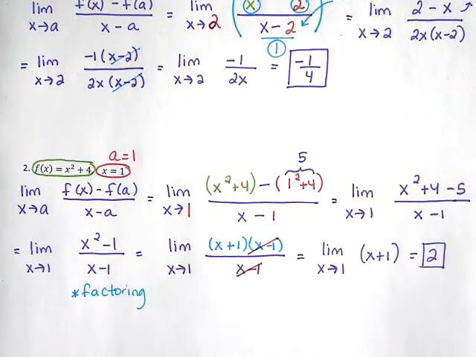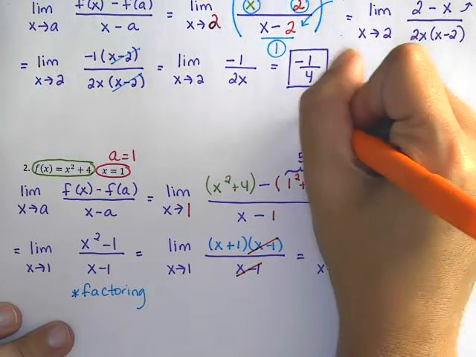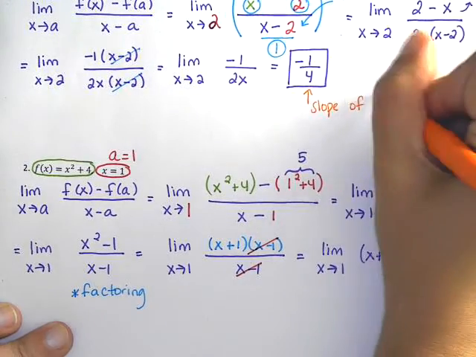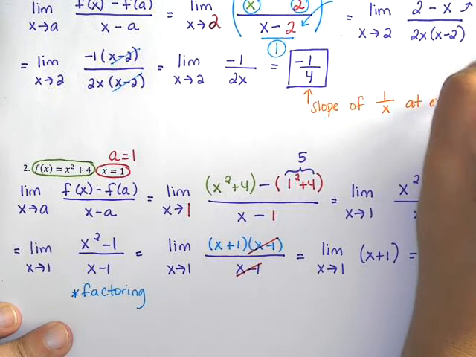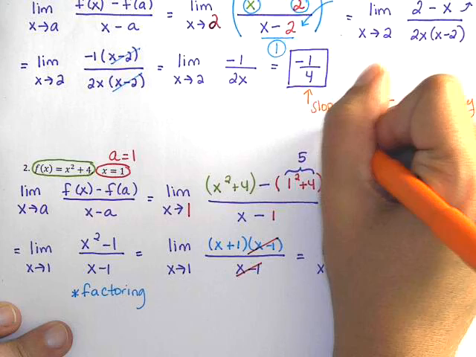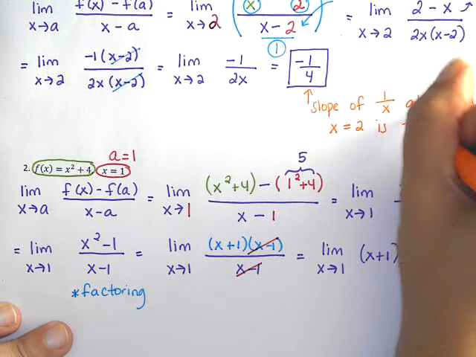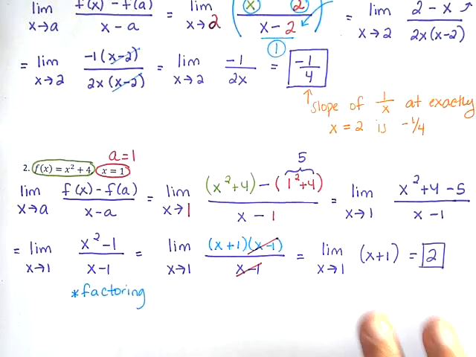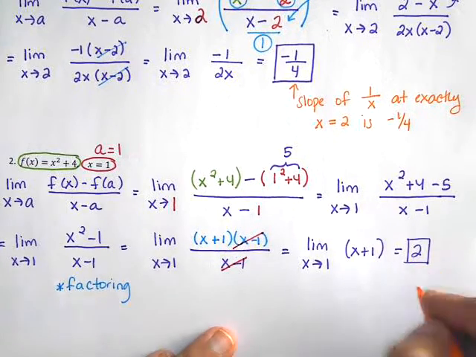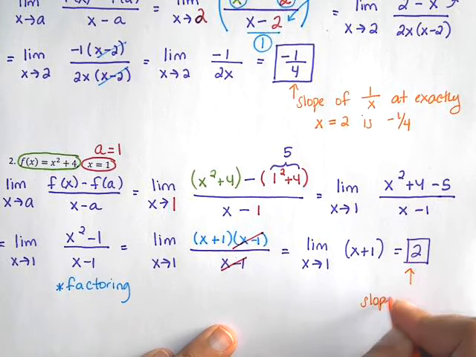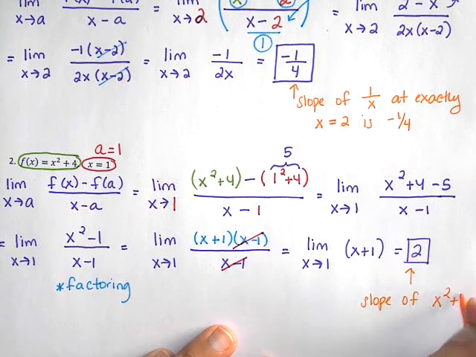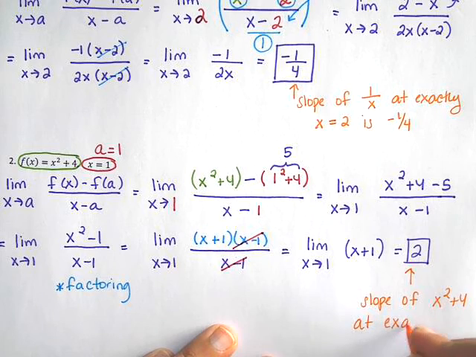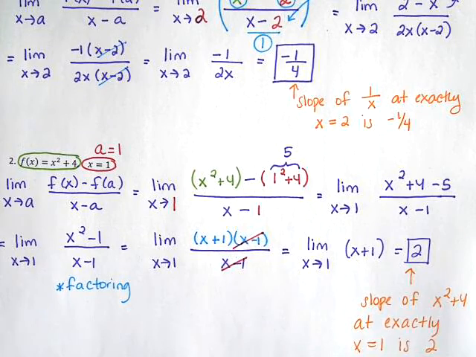Now what does this really mean? This really means that the slope of 1 over x at exactly x equals 2 is negative 1/4. And this here really means that the slope of x squared plus 4 at exactly x equals 1 is 2. So if I want to find the slope at a single point, I just did it.